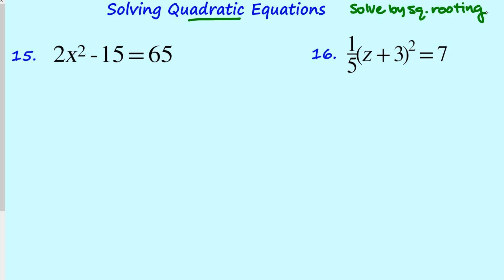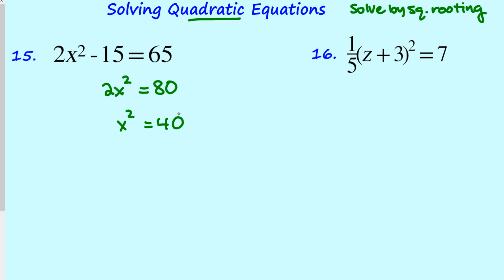Let's isolate x squared. In most linear equations, our goal is to isolate x. In this case, it's not linear. We're going to isolate x squared. So we'll start by adding 15 to both sides. So 2x squared equals 80. And then we divide by 2. Keep in mind that it's not the 2x being squared. Remember, it's just the x that's being squared and then multiplied by 2. So the next step in order of operations is to divide by 2 and isolate the x squared.